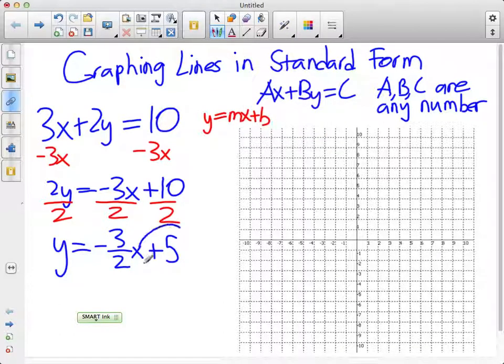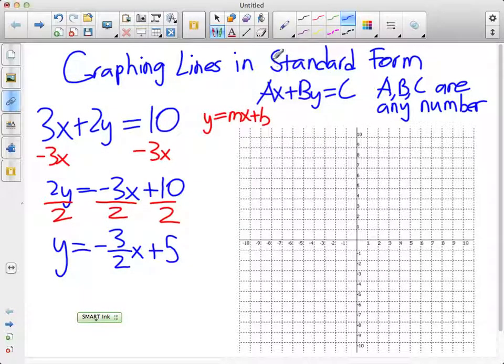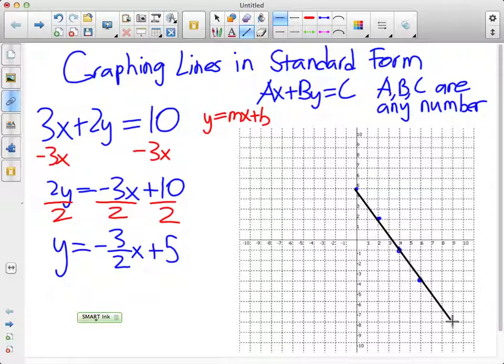Our y-intercept is at positive 5. So that means we're going to go up to the point 0, 5. So 1, 2, 3, 4, 5. There it is. And then our slope is negative 3 halves. So that means we go down 3 and right 2. There's a point. Again down 3 and right 2, there's a point. And again, there's a point. Really you only need 2 points, but sometimes it helps to draw more. And there's my line.